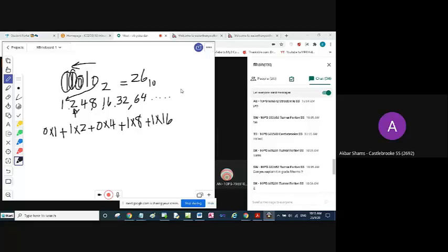Now I'm going to simplify. This gives me 0. This gives me 0. 1 times 2 is 2 plus 8 plus 16. 16 plus 8 is 24, plus 2 is 26. Excellent job. So if somebody tells me that he or she is 11010 in base 2, it is the same as 26 years old in base 10, in decimal. Are we clear? Excellent. This is conversion from binary to decimal.